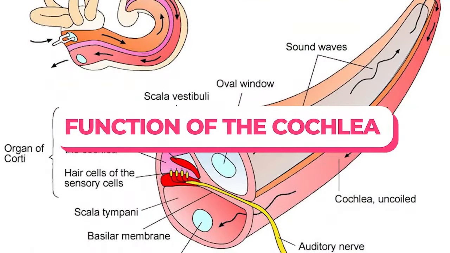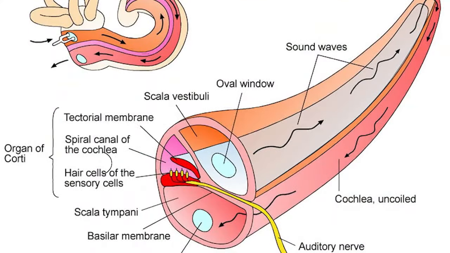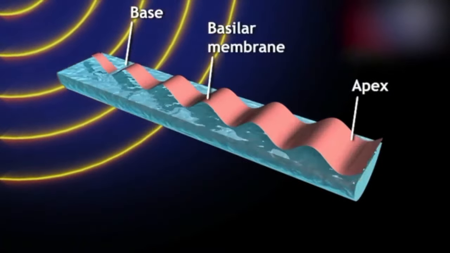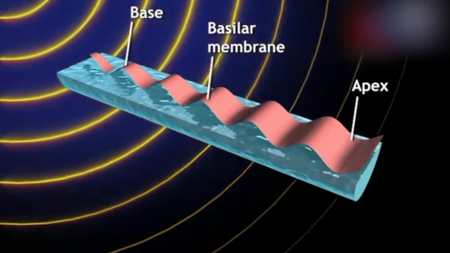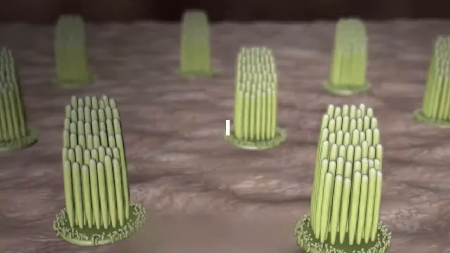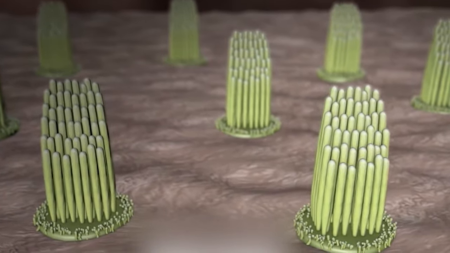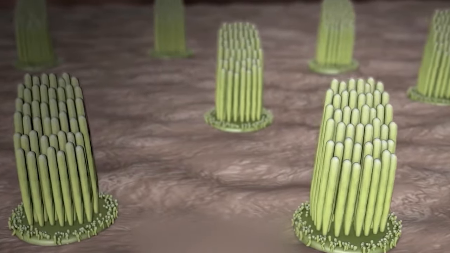Function of the cochlea. Sound wave transmission. Sound vibrations enter the cochlea via the oval window, causing movement in the perilymph of the scala vestibuli. Basilar membrane movement. These movements create a traveling wave along the basilar membrane, causing it to move up and down. Stimulation of hair cells. The movement of the basilar membrane causes the hair cells in the organ of Corti to bend against the tectorial membrane.